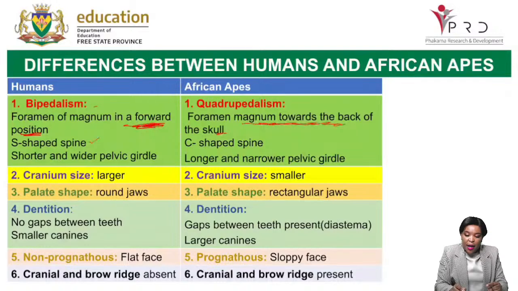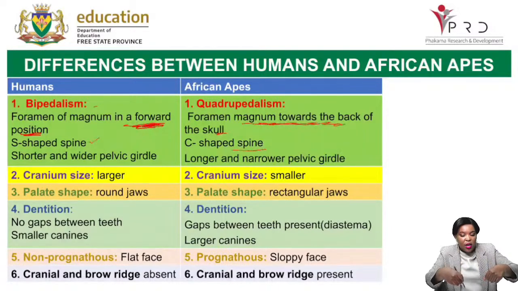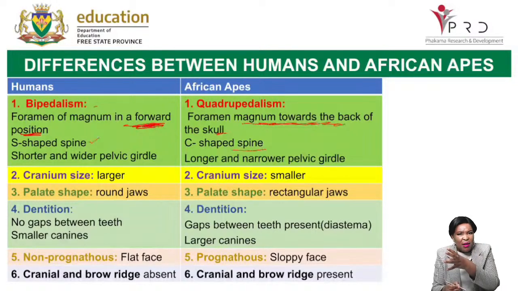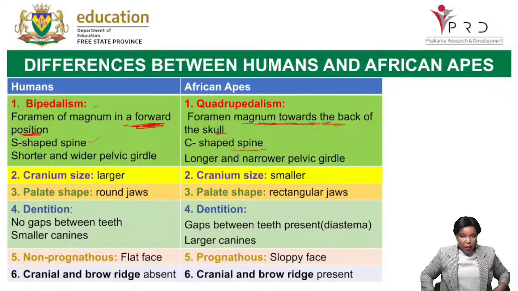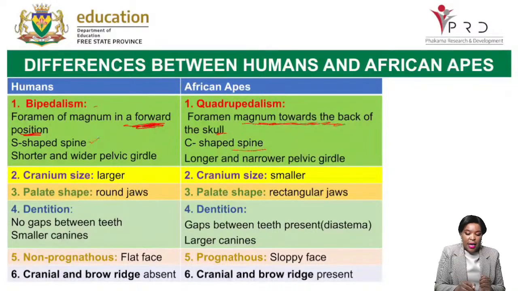But the spine of the African apes is in a C shape. Remember, they are walking on all fours. So once you see the C shape, you know this is an African ape. This is of a human. Then the pelvis. The pelvis is that bone here. That bone, the pelvic bone, is shorter and wider in the humans, and then for the African apes it is longer and narrower.